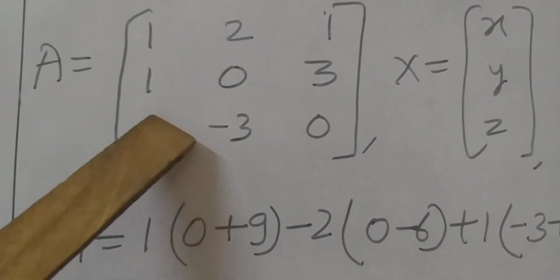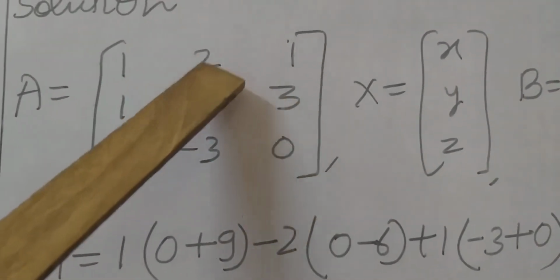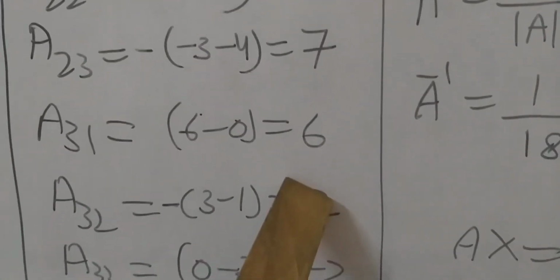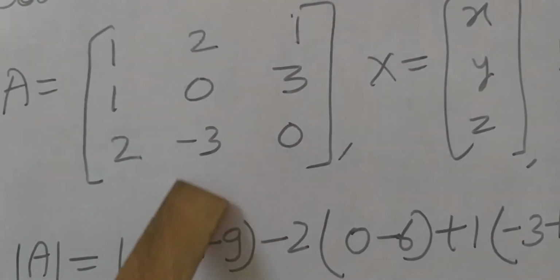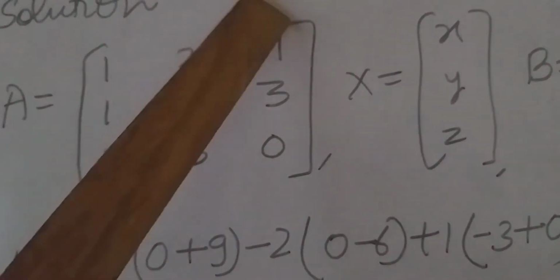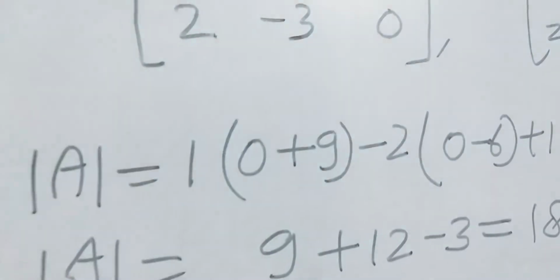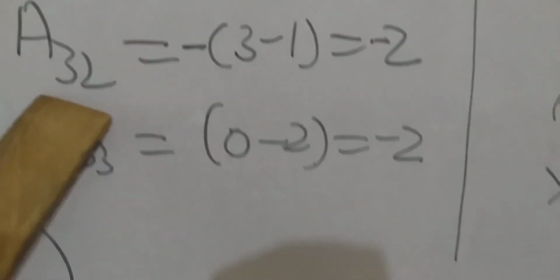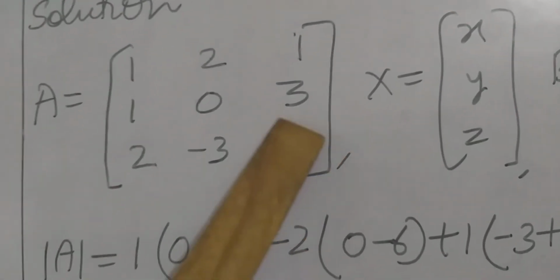Now A31, its cofactor, student. Delete its row and column. Left values are 2, 0, 1, 3. 6 minus 0, 6. Now its cofactor, student, A32. Delete its column, its row. Left values are 1, 1, 1, 3. So 3 minus 1, student. It is at an odd place. Add both of them. The sum is odd, that's why I put a minus sign. Answer is minus 2.